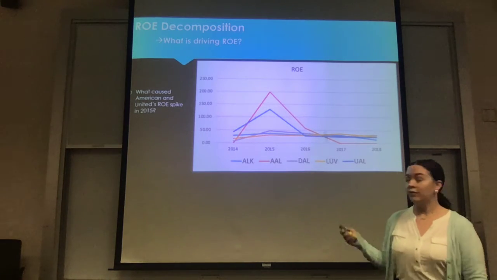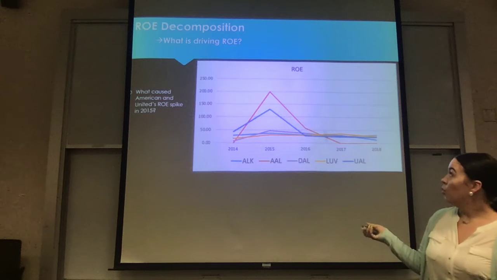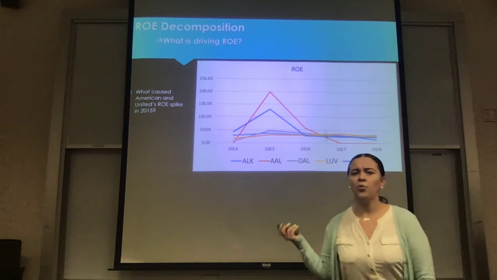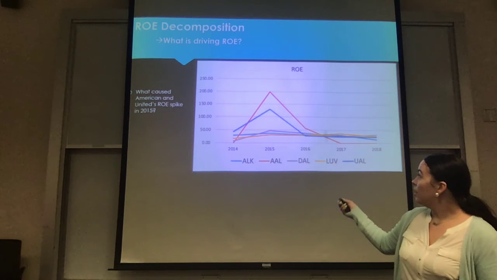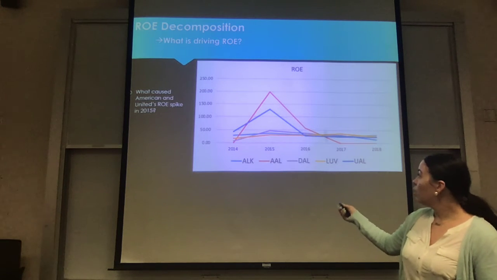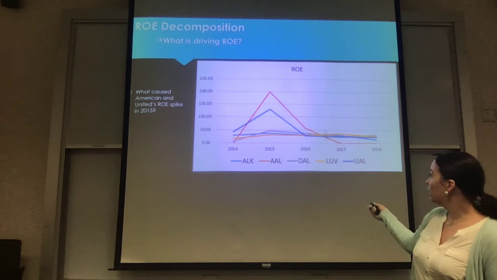Okay, if we look at each company's ROE, we're going to do an ROE decomposition and see what's driving that ROE. You'll see that American and United spiked right here in 15. We're going to see what caused that. Everyone else stayed pretty consistent.